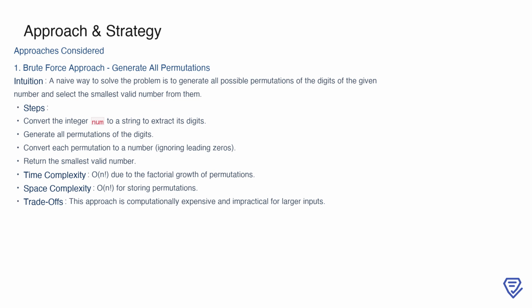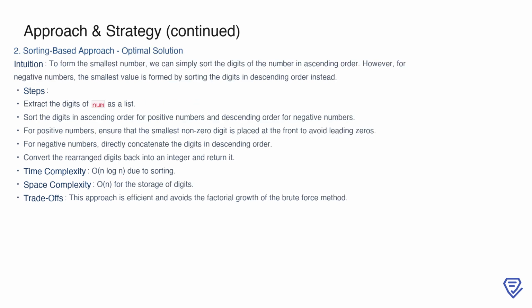However, this approach comes with significant trade-offs. The time complexity is O(n!), because the number of permutations grows factorially with the number of digits. Similarly, the space complexity is also O(n!), to store all the permutations. While this method is straightforward and guarantees the correct result, it's computationally expensive and becomes impractical for inputs with a large number of digits. A more efficient way to solve this problem is by using a sorting-based approach.